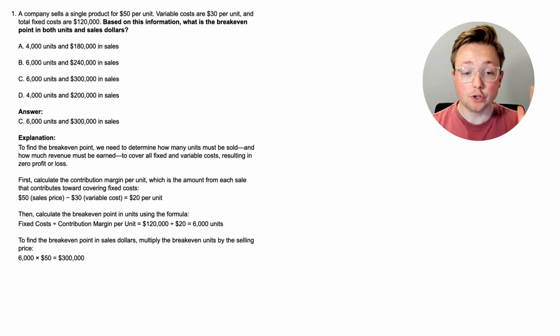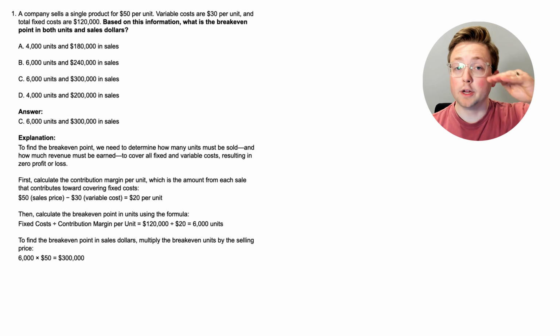So let's go through this. To find the break-even point, we need to determine how many units must be sold and how much revenue must be earned, and that those two are tied together to cover all fixed and variable costs, resulting in zero profit or loss. So again, this is the point where you're not losing money and you're not making money yet, but again, the whole point is you're not losing money anymore.